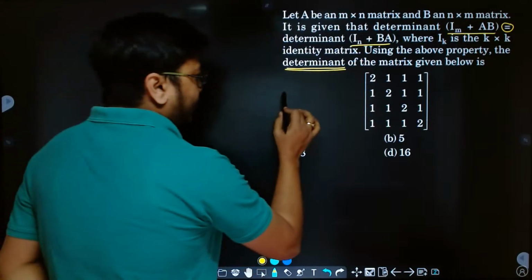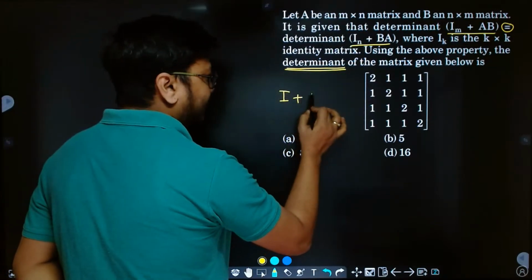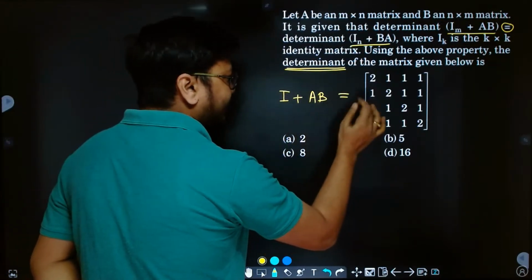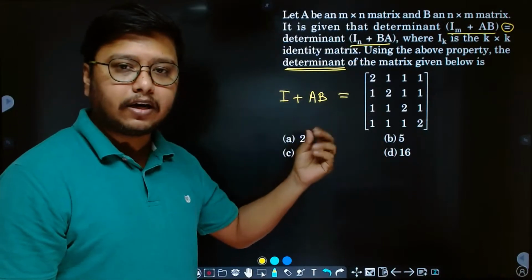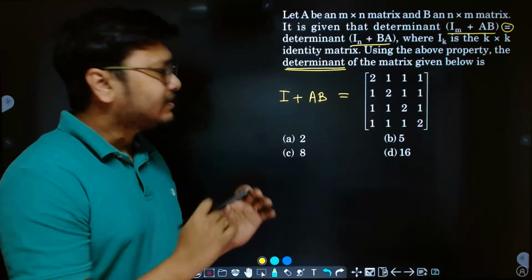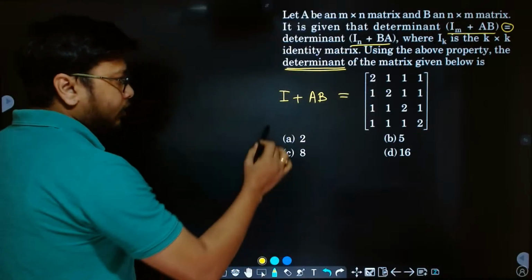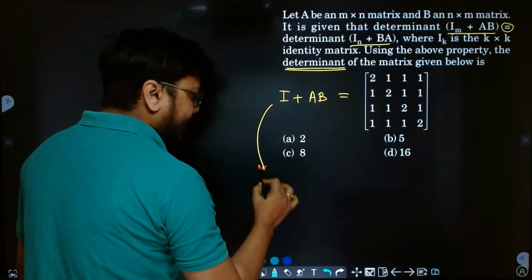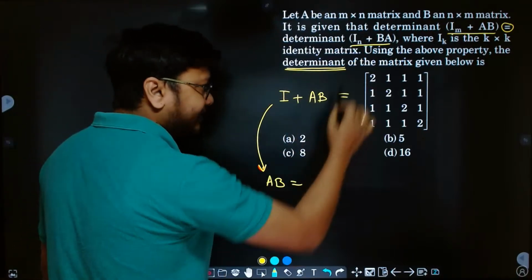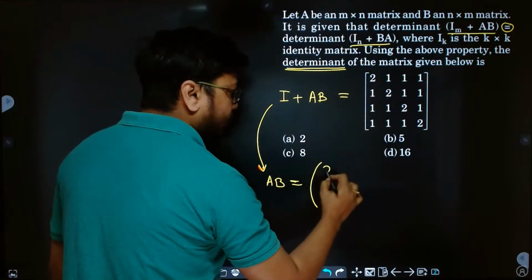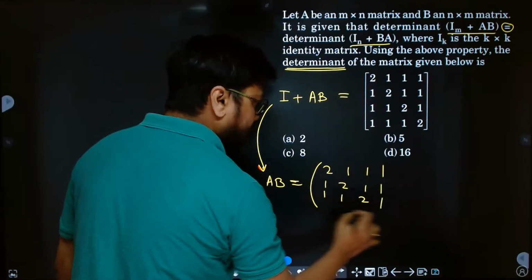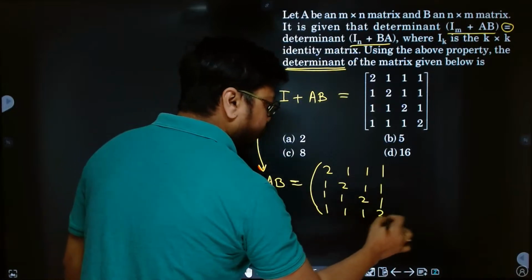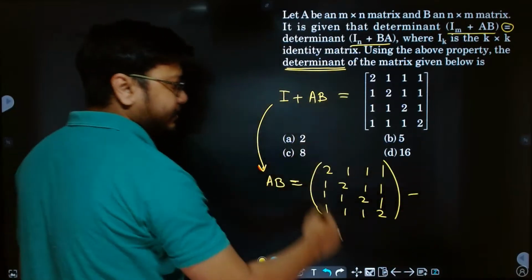See, it is told that identity plus AB, let's consider AB is in this format. So identity plus AB is this. I need to figure out then what will be BA, or first let me figure out what is AB. So from here AB would be this given matrix, which is 2 1 1 1, 1 2 1 1, 1 1 2 1 and 1 1 1 2, minus the identity.